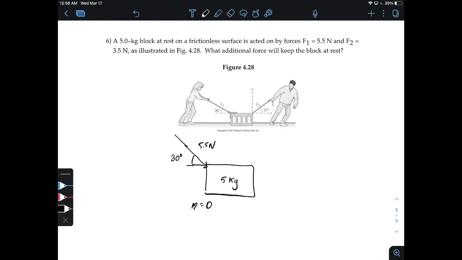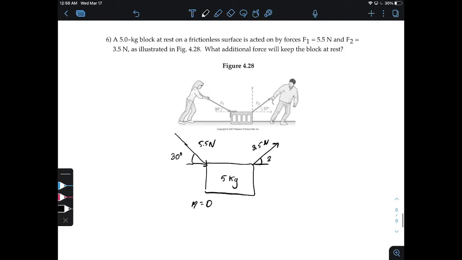And then we have a force going this way. That would be F2, so that's 3.5 newtons. And this is at an angle, I think that's 37 degrees. So now let's go back to the problem and see what we are even trying to find now that we understand everything. I'll just draw a floor too.